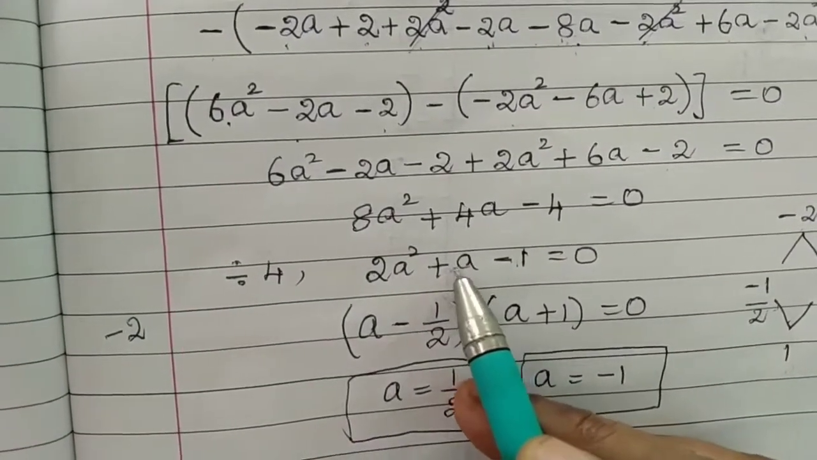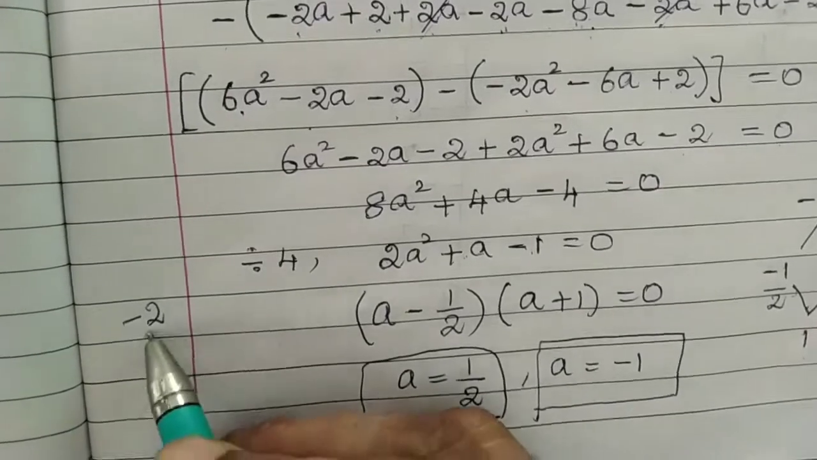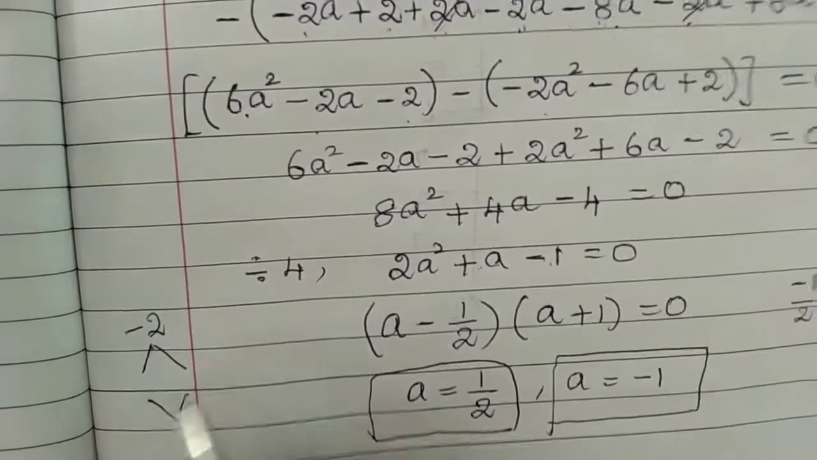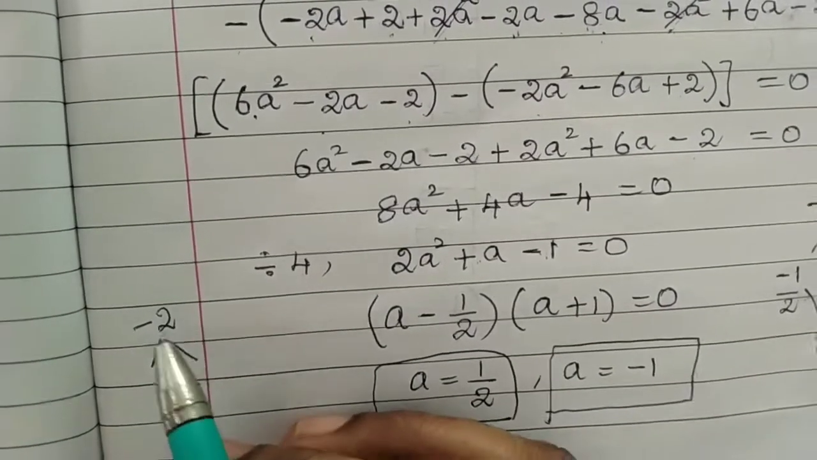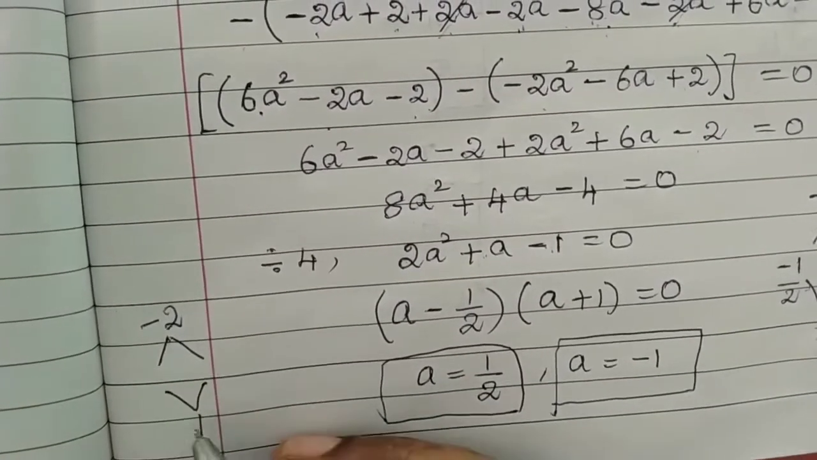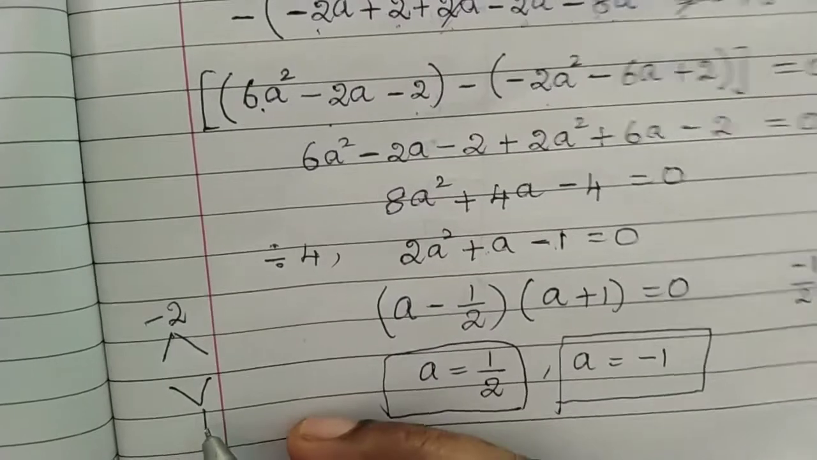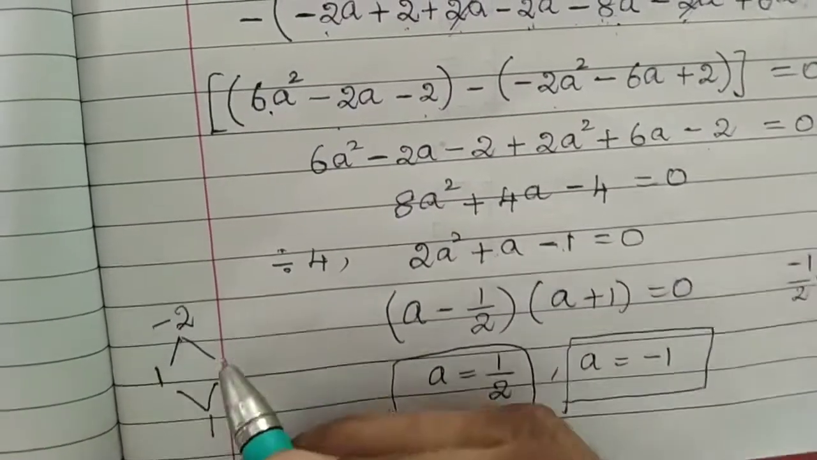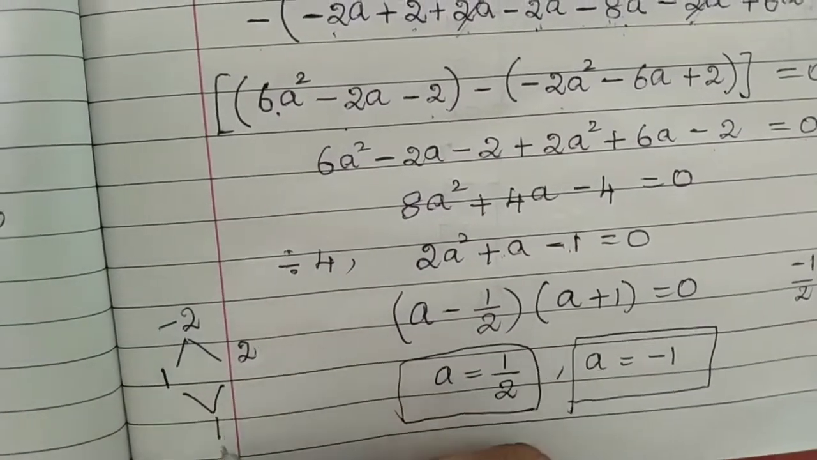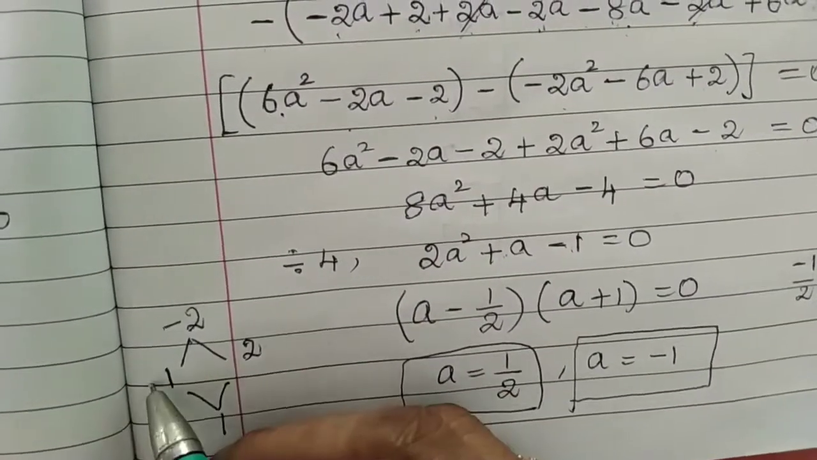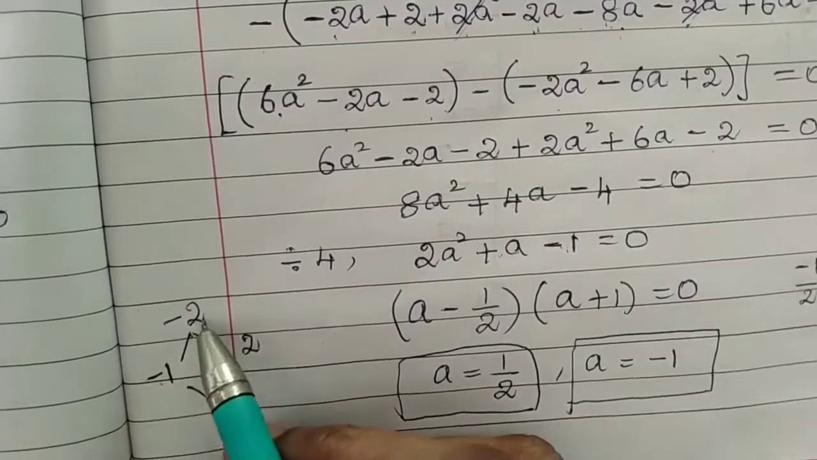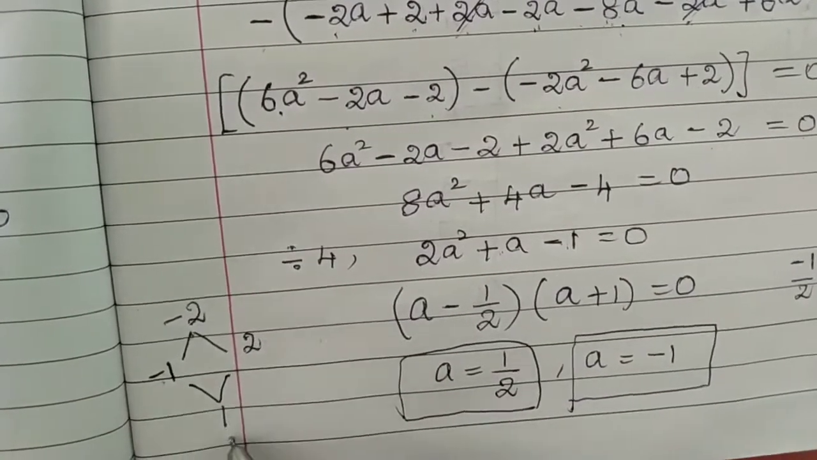The coefficient of a is 1. We want to find two numbers. Multiply these two numbers, we want to get minus 2. Subtract or add these numbers, we want to get 1. That is 1 2s are 2. Subtract, we want 1. Then minus 2 into minus 1 minus 2. 2 minus 1 plus 1.